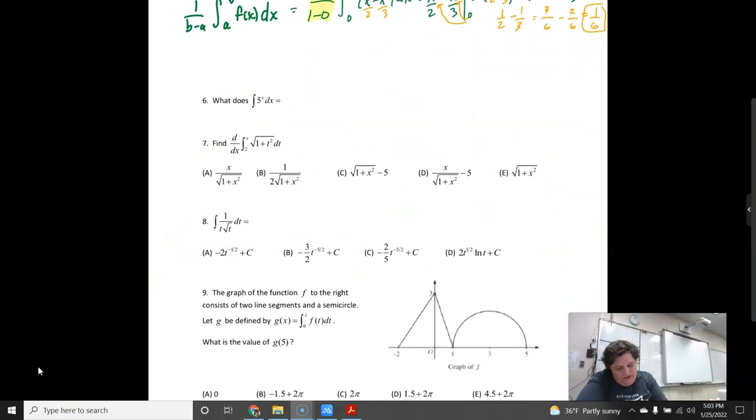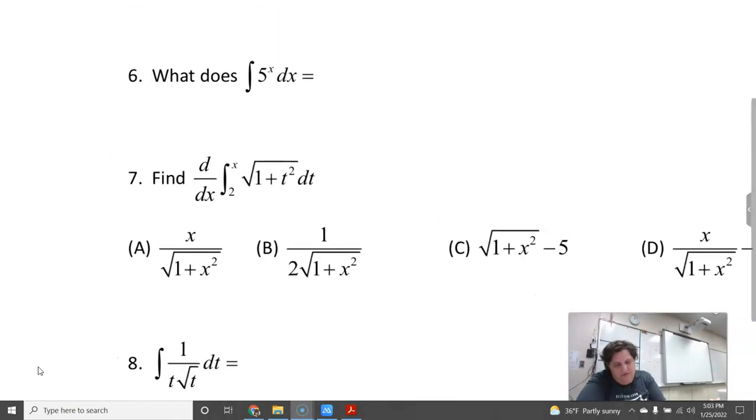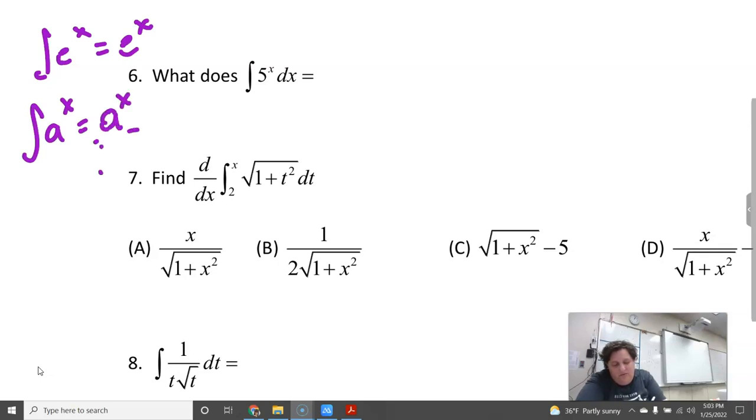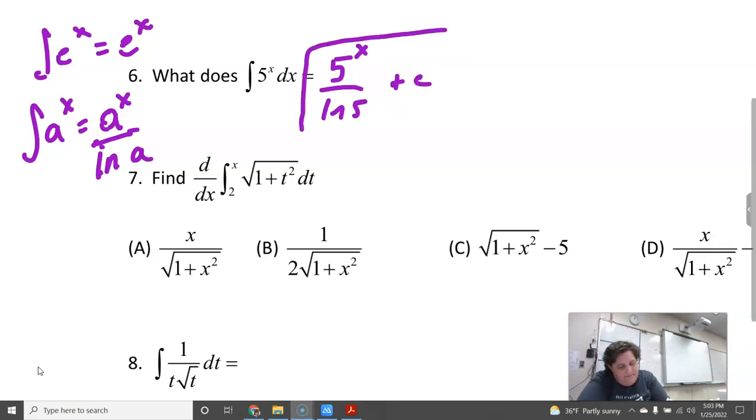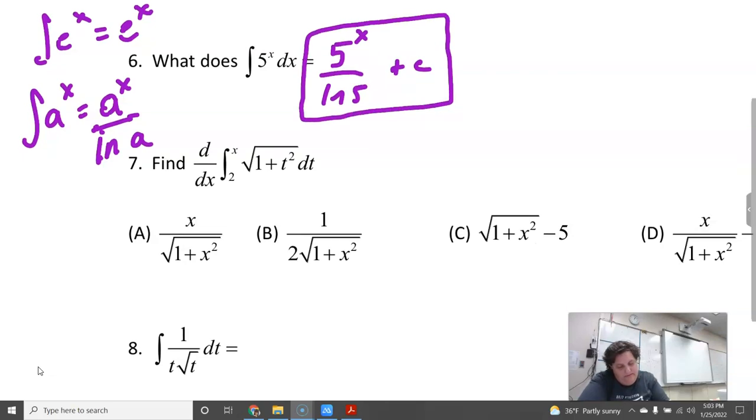Okay, here we go. Let's look at page 2. This is one of the ones that we want to memorize, you guys. So it's basically this: e to the x is e to the x, but a to the x is a to the x over ln of a, okay? Pencil's being a little sketchy here. All right, so let's see. 5 to the x, the integral is going to be 5 to the x over ln of 5 plus c. Okay, that's it. We just want to remember that that's a thing.